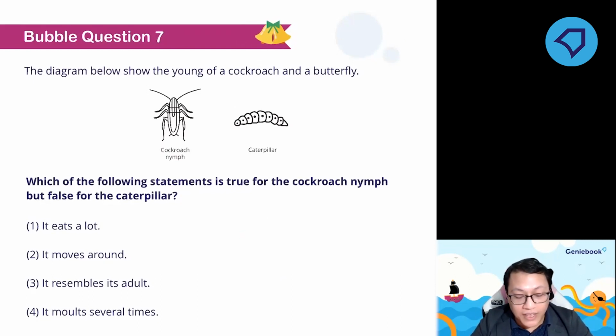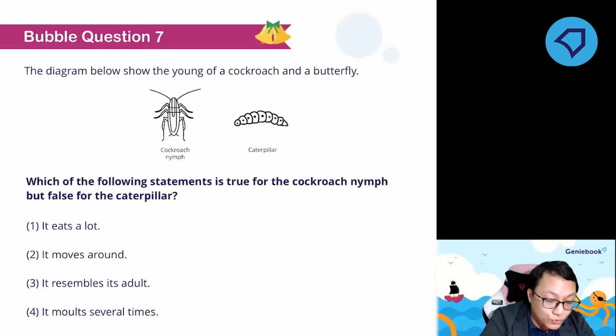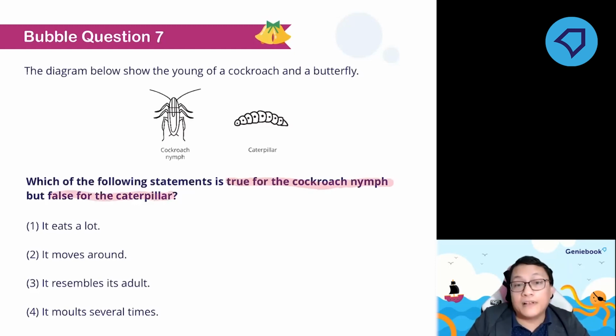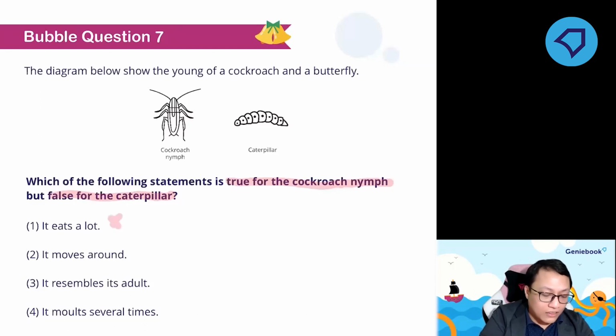Now you see the nymph of cockroach and caterpillar. So which of the following statements is true for the cockroach nymph, but false for the caterpillar? Okay, so let's see the options one by one. It eats a lot. Is this statement true for nymph and false for caterpillar? No, why? I told you.